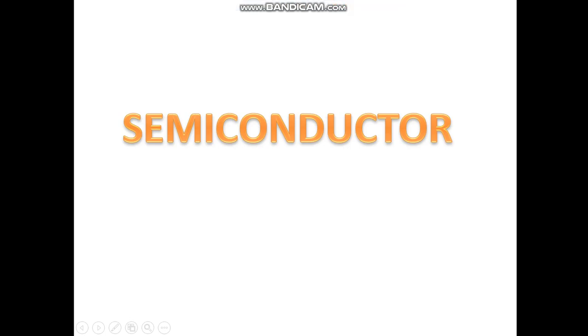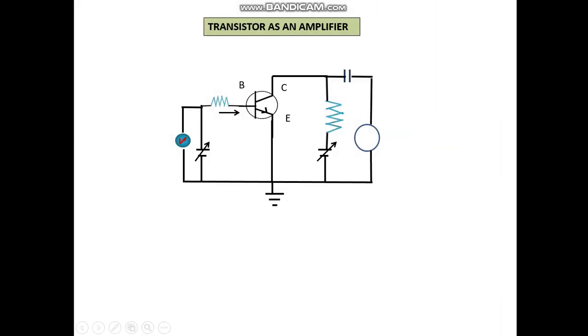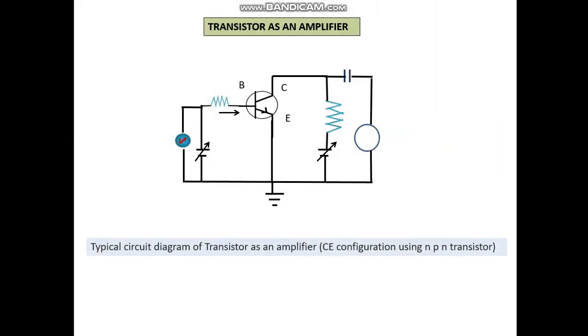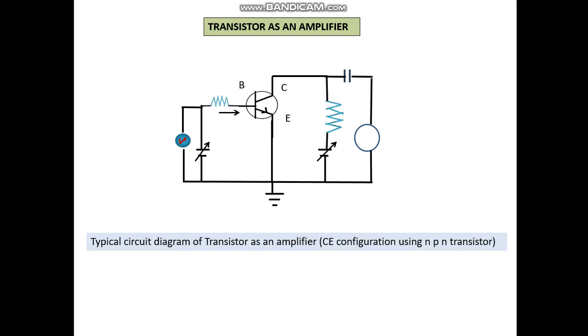So today we continue with Semiconductors Part 5. Now let us see the transistor as an amplifier. This is a typical circuit diagram of the transistor as an amplifier. We have seen all the configurations. Out of that, the common emitter configuration using the NPN transistor is shown here.